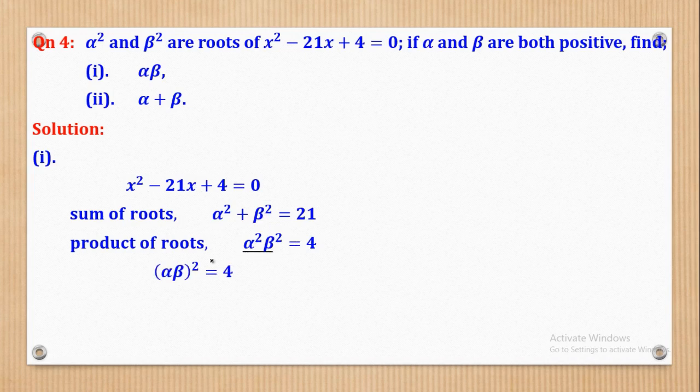Therefore, this one is the same as this from indices. Therefore, alpha beta is the same as the square root of 4. But remember, we said they are positive. Therefore, we take the positive value alone, which is 2.